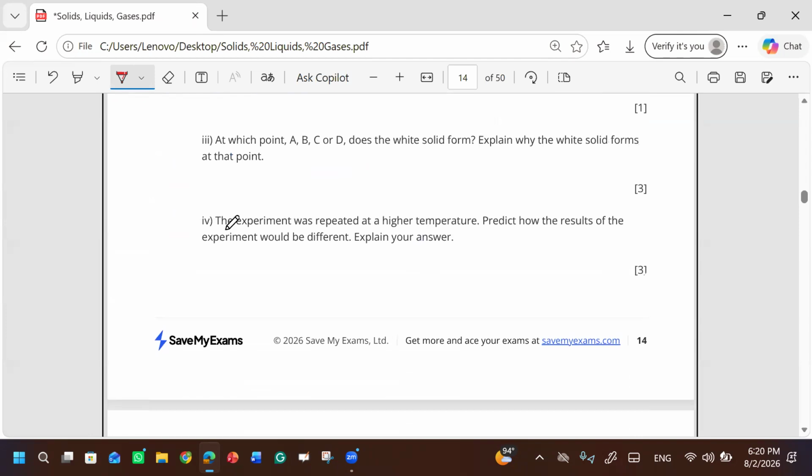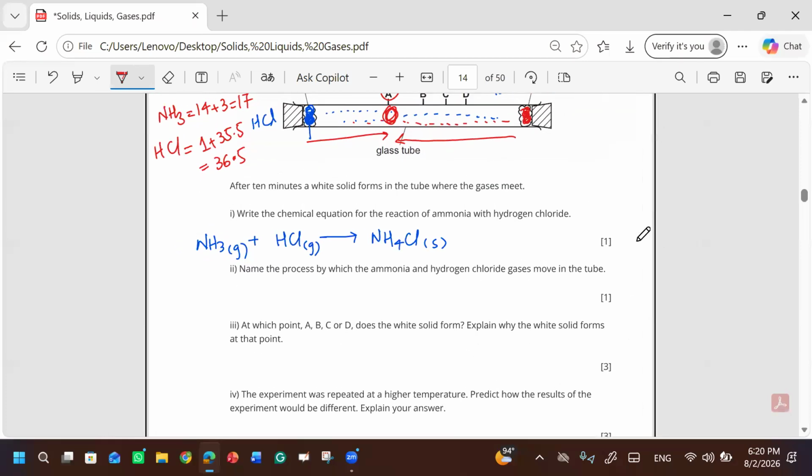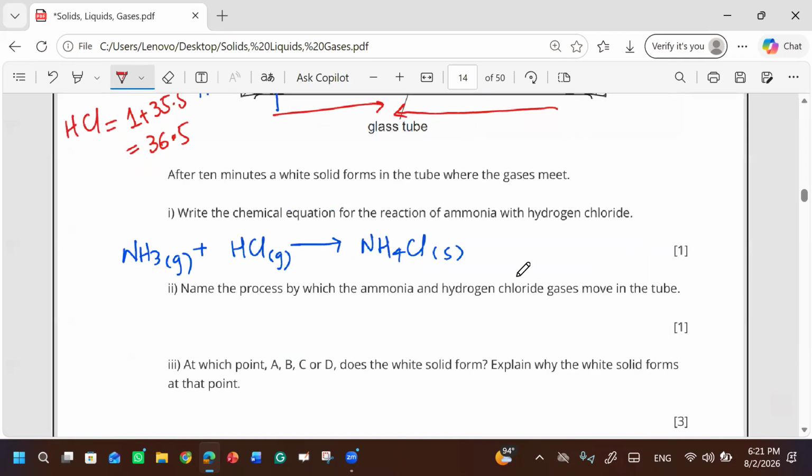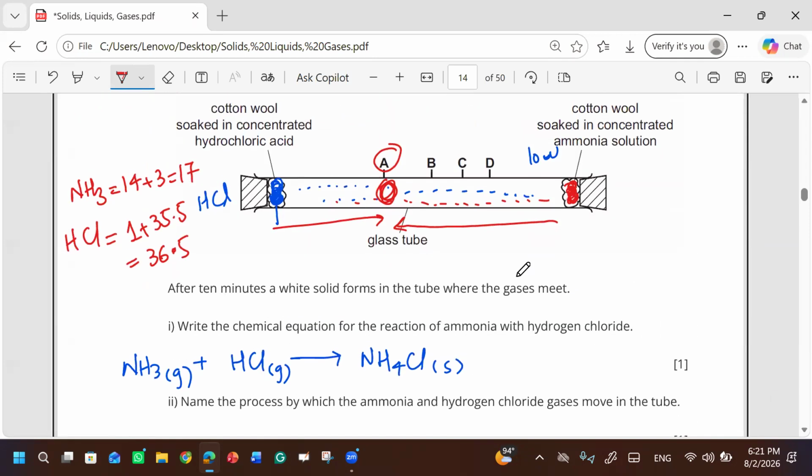The experiment was repeated at a higher temperature. Predict how the result of the experiment would be different. Explain your answer. If you increase the temperature, it will go faster, because the particles will move faster. The reaction will happen way faster, and it will give the particles more kinetic energy, and it will increase your speed and diffusion rate. So at what point will the ammonium chloride form?